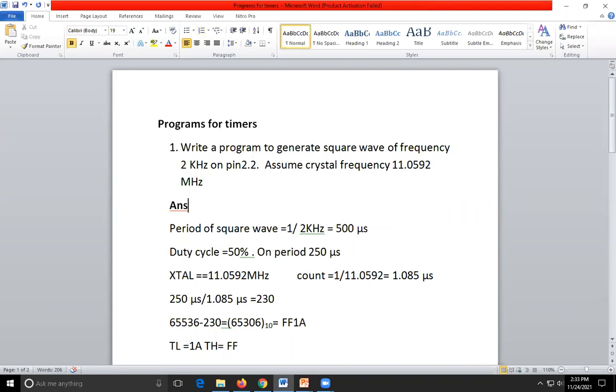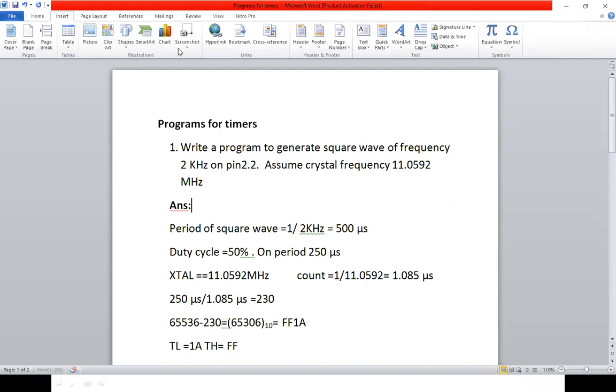So we are discussing the first calculation, and then we will go to the programming. So what do we have to do? We have to generate a square wave. What is a square wave? A square wave is like this. This is called a square wave.